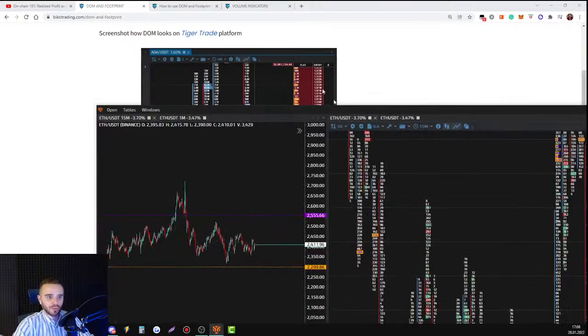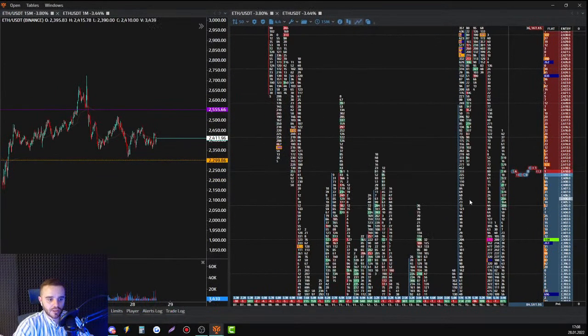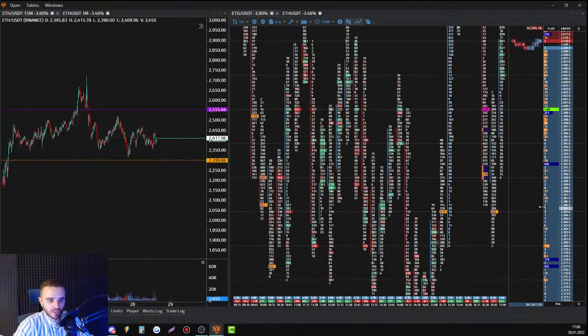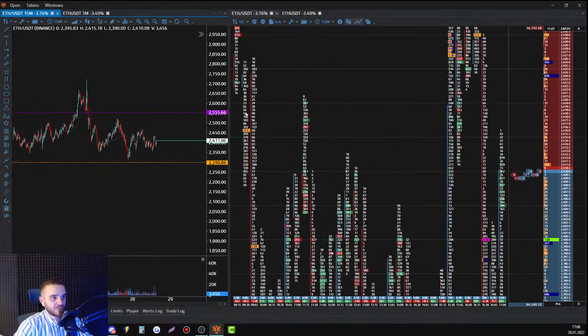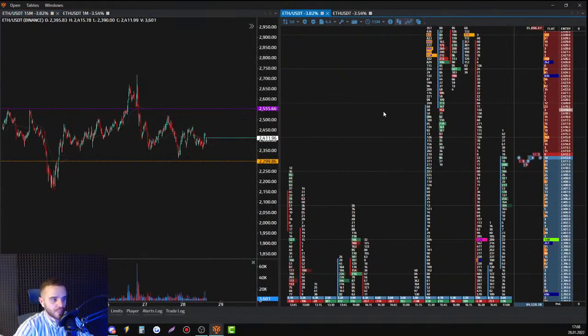DOM and footprint, a special software where you can see all volumes, all trades that are going on in some currency pair. Example for you, like Ethereum. Take a look. At this moment, it is an Ethereum chart and footprint of Ethereum. I know there are a lot of numbers. I will explain more.